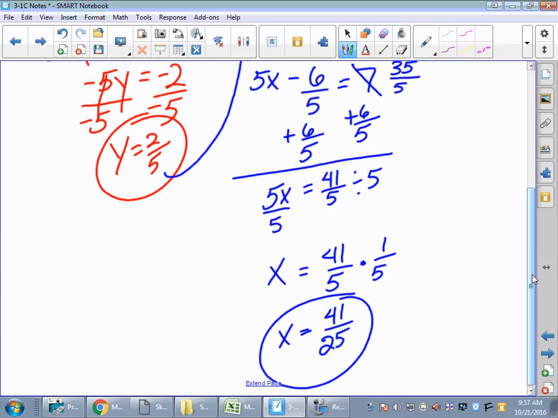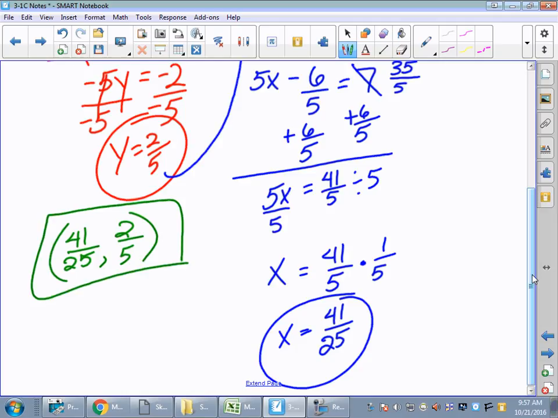So my solution, remember to make sure you put them in the right order. We found x first, so my x coordinate is 41/25, and my y coordinate is 2/5. And that's where on the graph these two lines would cross. So again, that would be awful to locate 41/25.